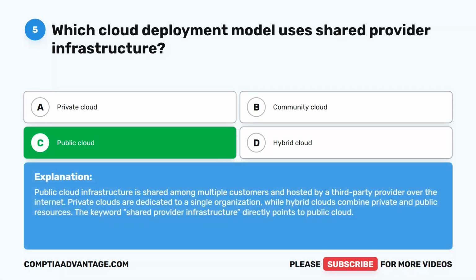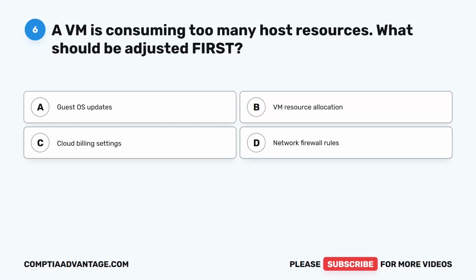Public cloud. Public cloud infrastructure is shared among multiple customers and hosted by a third-party provider over the Internet. Private clouds are dedicated to a single organization, while hybrid clouds combine private and public resources. The keyword shared provider infrastructure directly points to public cloud.